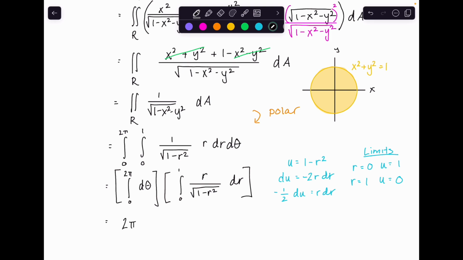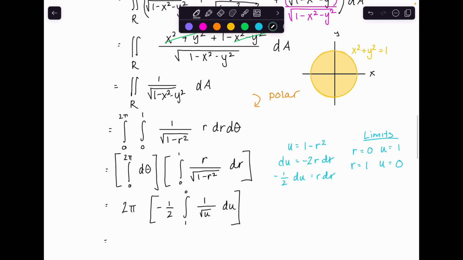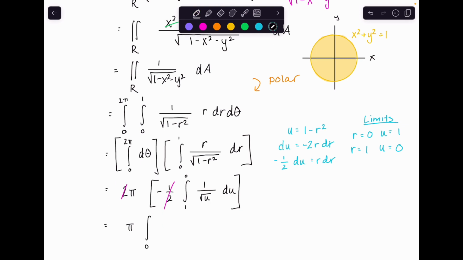This first integral we've done countless times. It's just going to be 2 pi. Then we can go ahead and evaluate this. So we get negative a half. My lower bound changed to 1, my upper bound changed to 0, and it gives me 1 over the square root of u du. Okay. And then you can go ahead and get rid of that minus sign. We'll just switch the bounds. And then also the 2 and the 1/2 cancel. So that minus sign gets sucked into the bounds to switch it to be from 0 to 1. And then we integrate u to the negative a half du.